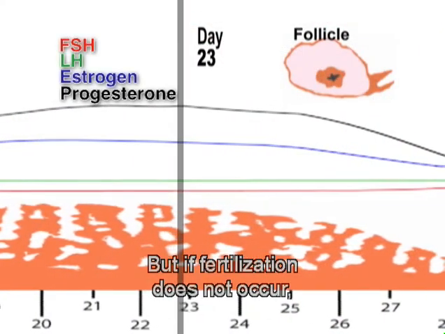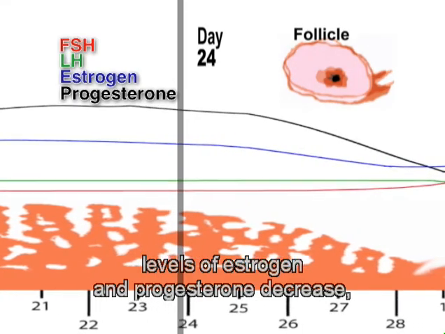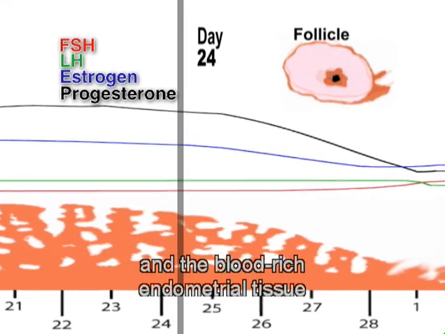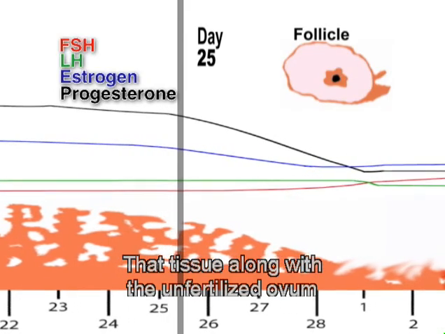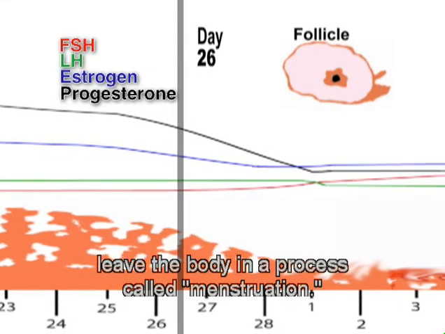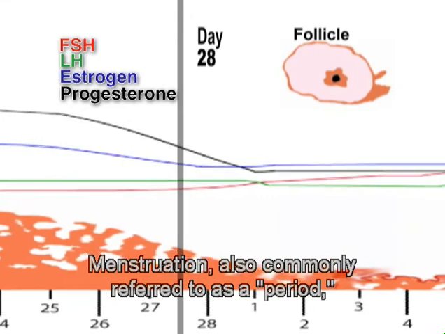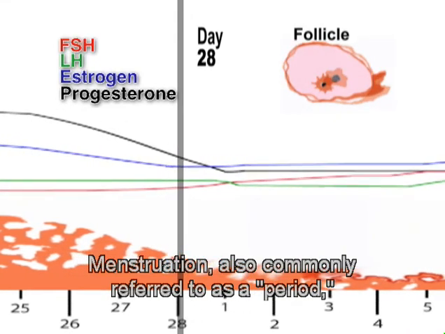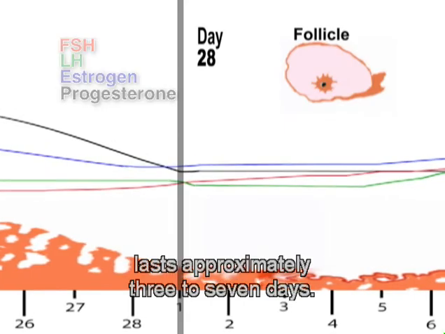But if fertilization does not occur, levels of estrogen and progesterone decrease, and the blood-rich endometrial tissue begins to break down. That tissue, along with the unfertilized ovum, leave the body in a process called menstruation. Menstruation, also commonly referred to as a period, lasts approximately 3 to 7 days.